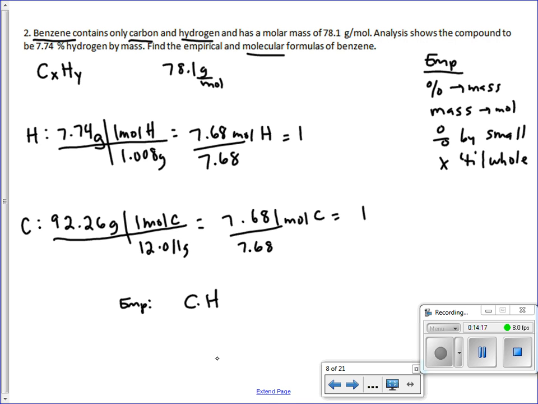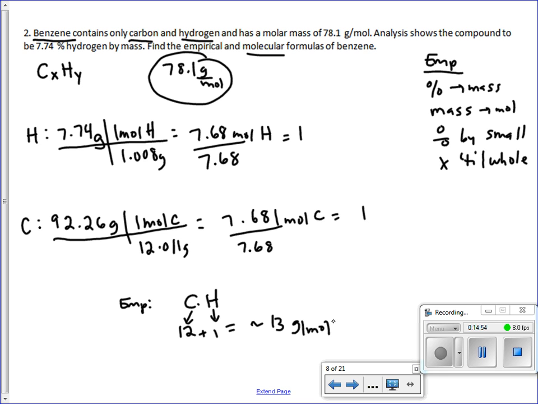All right, next we want to figure out what the molecular formula is. It tells us that the molecular formula weighs 78.1 grams per mole. Well, we need to figure out first how much the empirical formula weighs, and then determine by what factor we need to multiply the empirical formula to get to the molecular formula. So the first thing I do is I have students just sort of guesstimate about how much the empirical formula weighs. So 1 carbon weighs about 12 grams, and hydrogen weighs about 1. So altogether, the empirical formula weighs about 13 grams per mole.